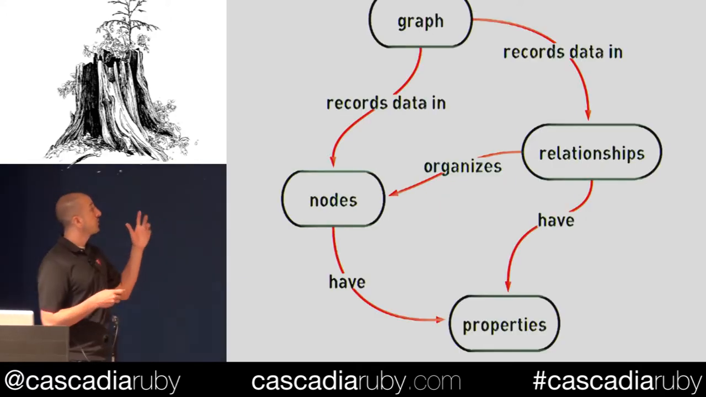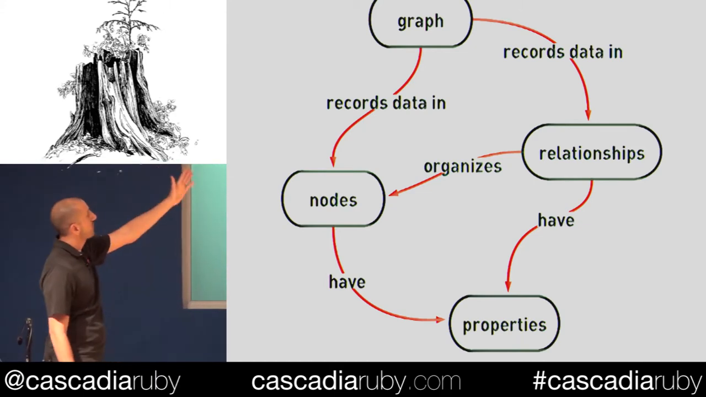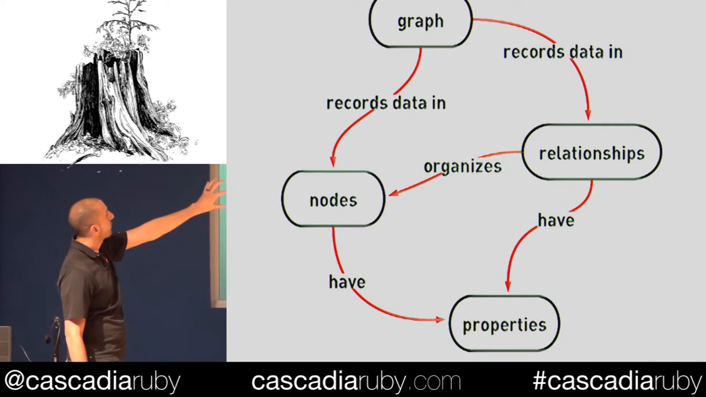So I'm going to use a graph to describe a graph. A graph records data in nodes. It records data in relationships. A relationship organizes a node.